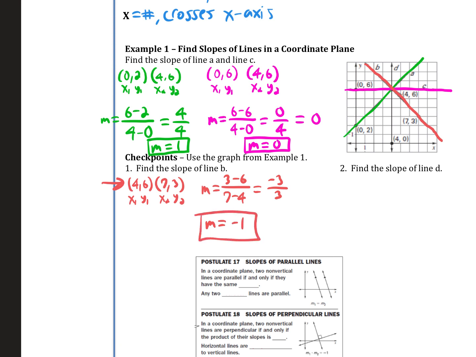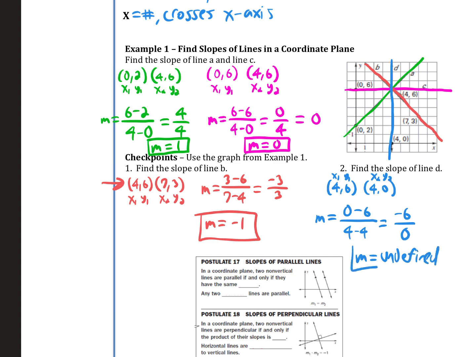And then the last one, line D. Let's use a different color here. D is this line right here. The points we have are (4, 6) again, and we also have (4, 0). It's a vertical line, so hopefully you can tell what the slope is going to be, but we'll still plug it in here to figure it out. We label our points x1, y1, x2, y2. So we have 0 minus 6 over 4 minus 4. 0 minus 6 is negative 6. 4 minus 4 is 0. So the slope for this one is undefined. You'll recall that vertical lines have undefined slope.